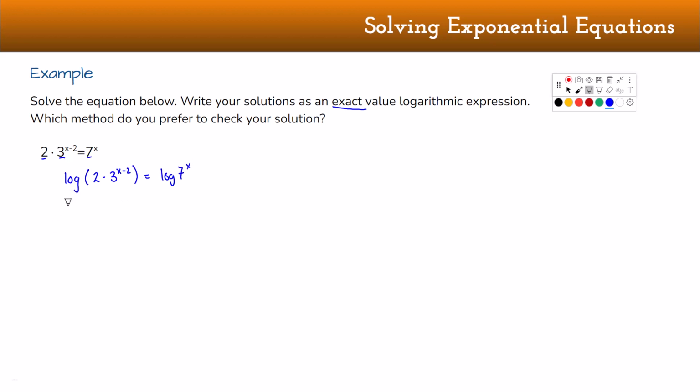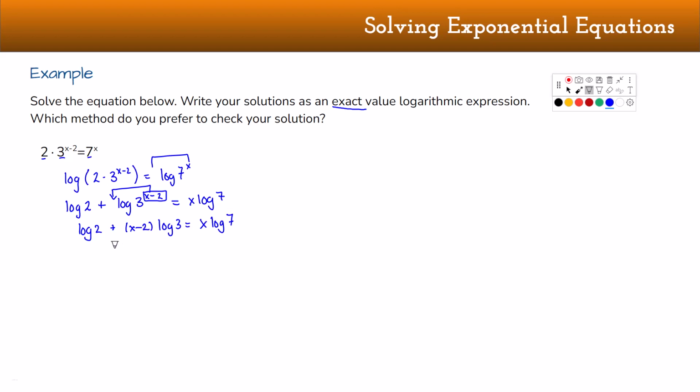The next thing, I am going to use the product of logs rule, so that I'm going to say log of 2 plus log of 3 to the x minus 2. And on this side, I'm going to take that down, so I have x to the log 7 on this side. Well, this whole thing here, I'm going to bring down into the front, and that gives me log 2 plus x minus 2 log of 3 equals x log 7.